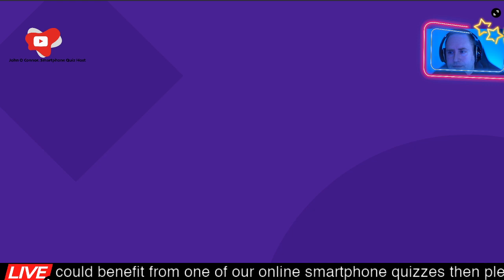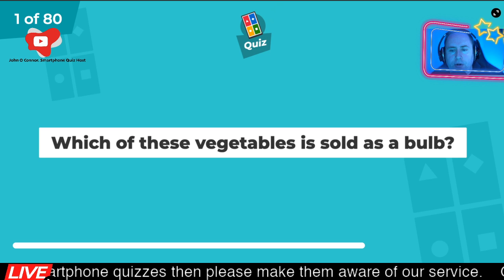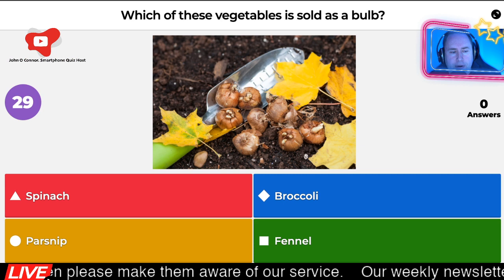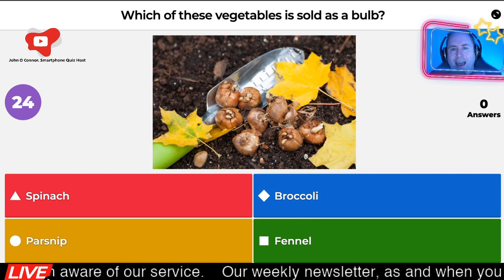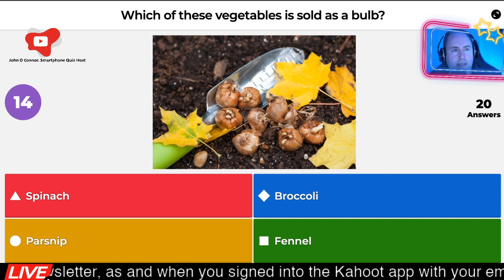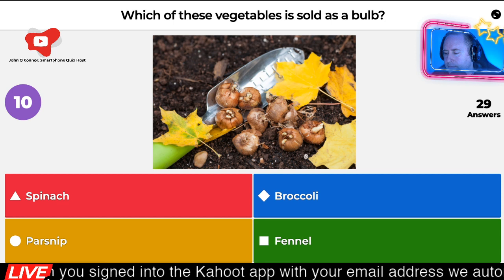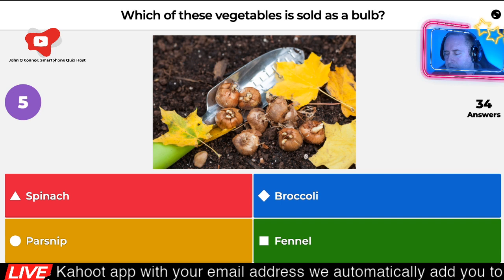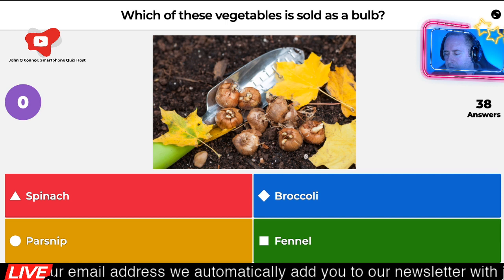All right. Here we go. Multiple choice question number one. Which of these vegetables is sold as a bulb? Spinach, broccoli, parsnip, fennel. So which of those vegetables is sold as a bulb? Remember, you get more points the faster you answer it correctly. More points the faster you answer. Twenty correct answers, well done.